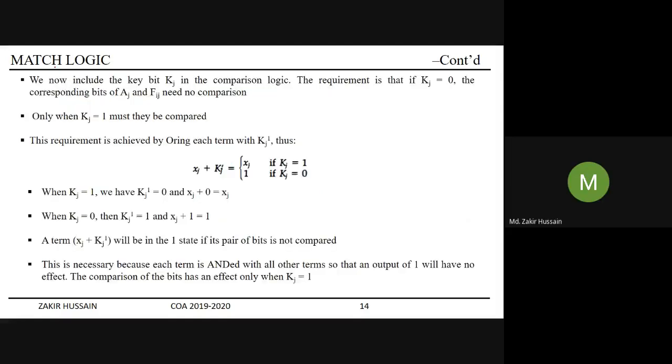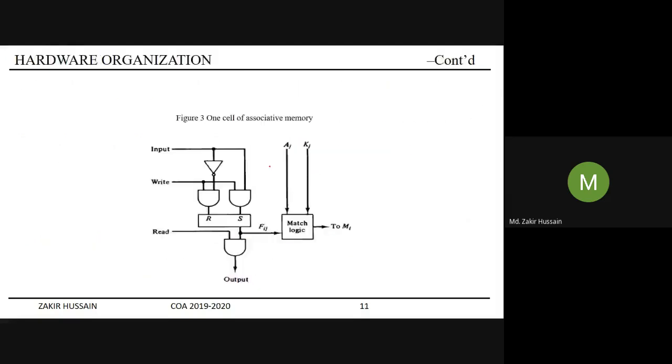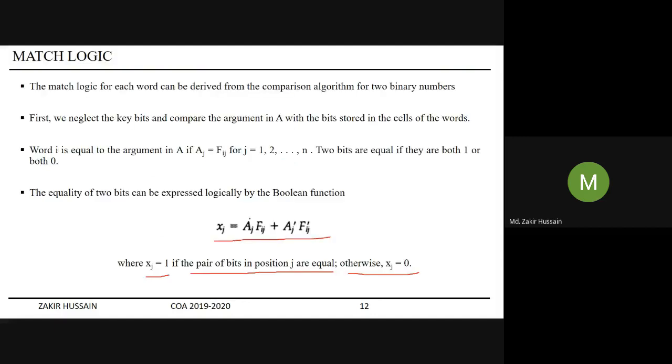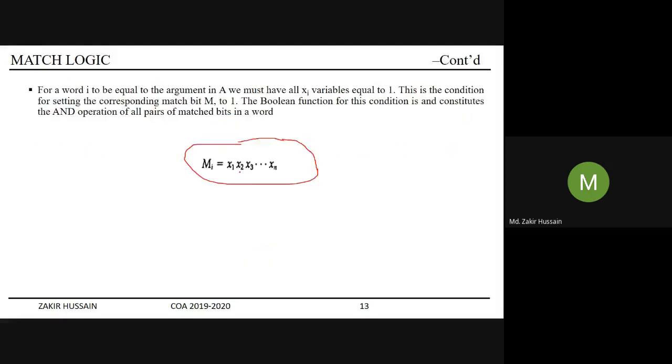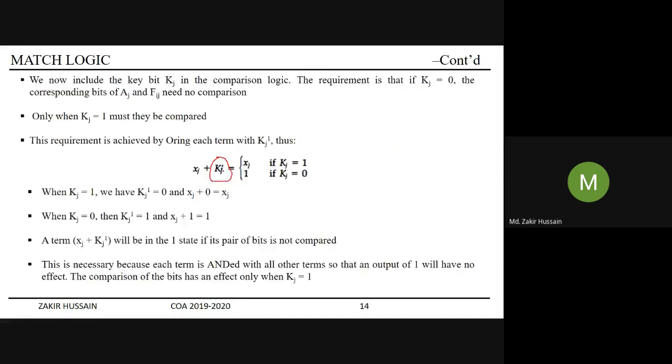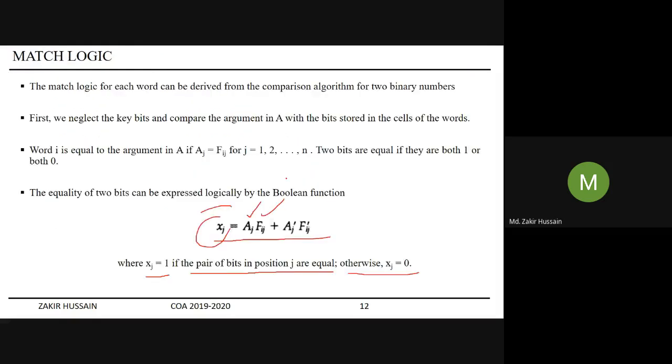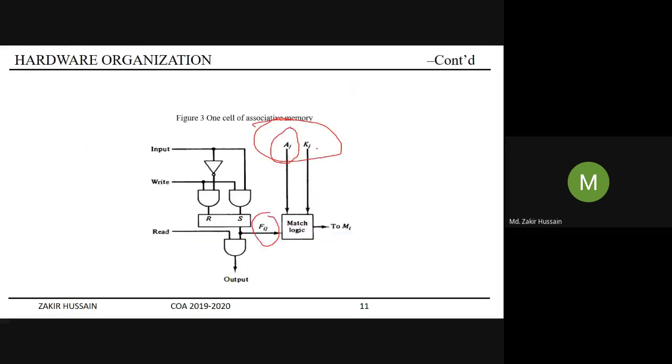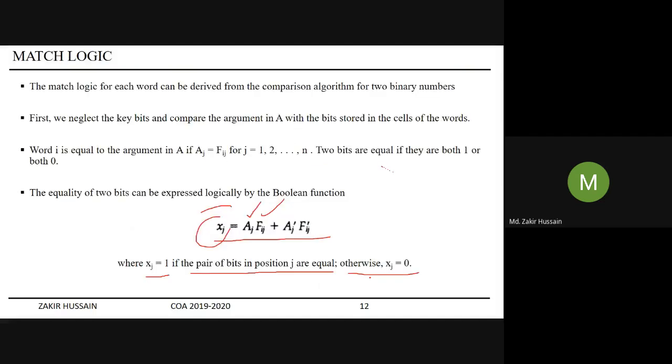Now what we do is, we are introducing this K. So far we did not introduce K. Throughout, we only talked about Fij and Aj, these two only, the A and F, and only X, this portion. Now we are introducing this K, because this match logic has K also, along with A and Fij. So that's why we are taking K also into the counter. So let us go to that one.